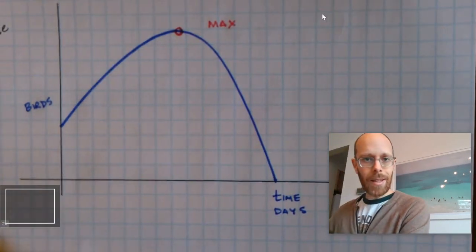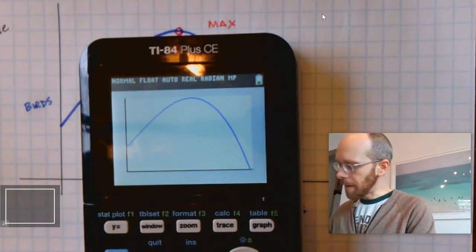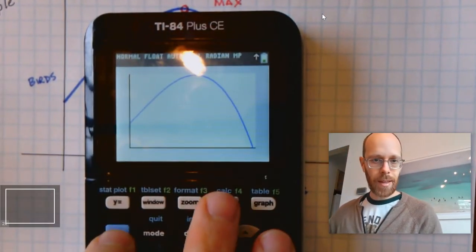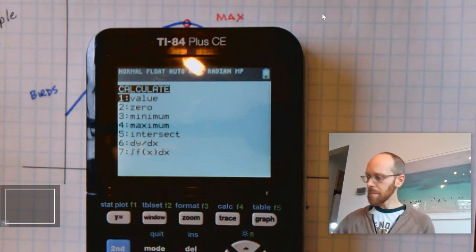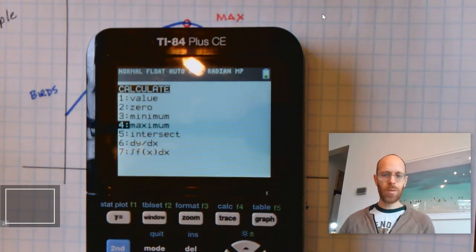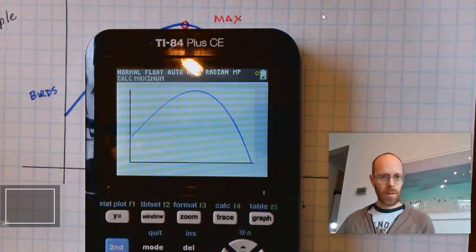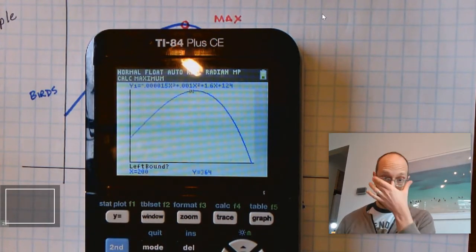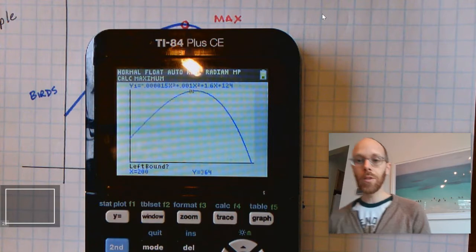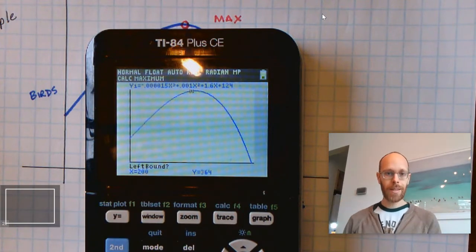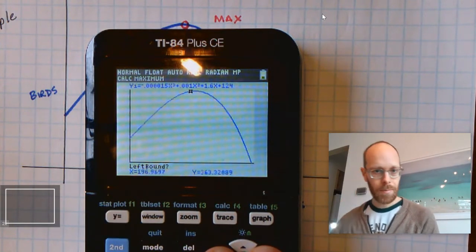And it turns out that the calculator actually has a maximum finder on it. If you hit second and then calc, and then scroll on down to number 4 where it says maximum, go ahead and enter. Now, much like it does with the zero finder and with the intersect feature, it's going to ask you for a left and a right bound.